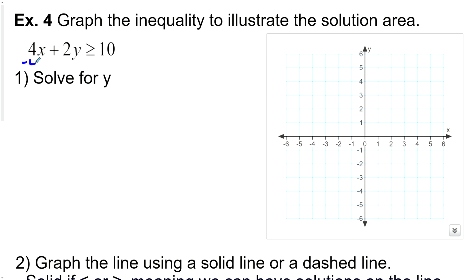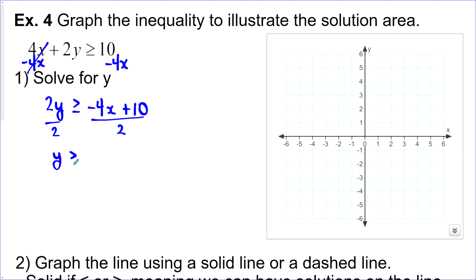So how about minus 4x on both sides will give us 2y is greater than or equal to negative 4x plus 10. Now I slid the negative 4x in front of the 10 just so that it looks more like our slope y-intercept form, which is easy to graph. I'm going to divide both sides by 2 to give me y is greater than or equal to negative 2x plus 5. And now it's very close to our slope y-intercept form.